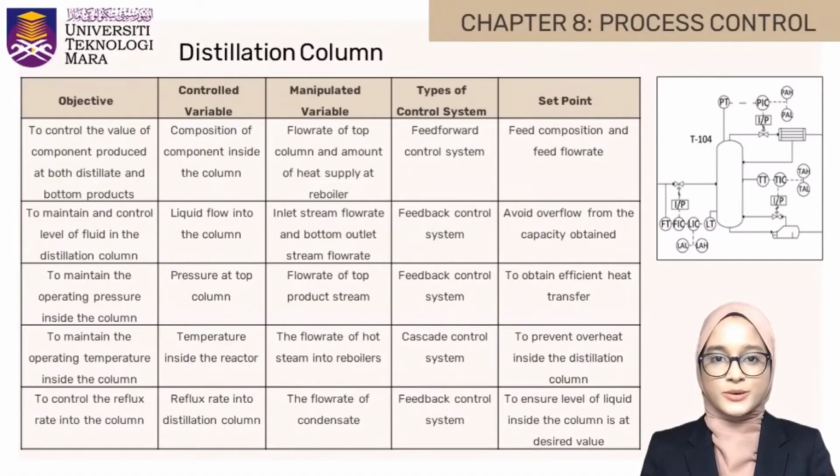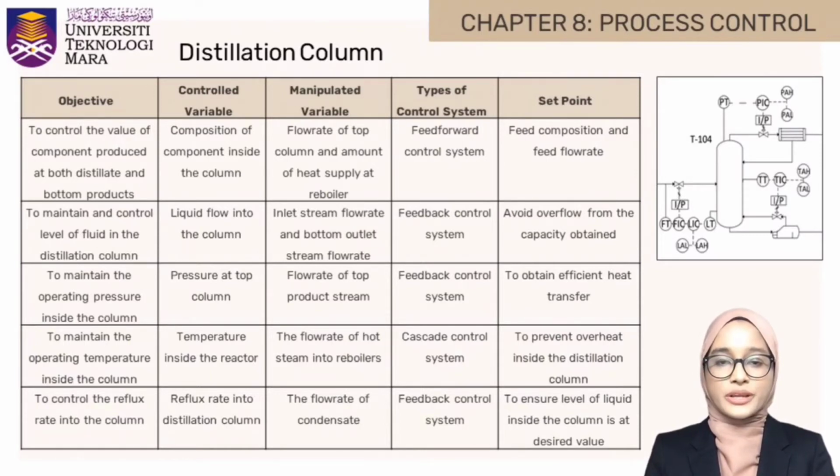This is the process control for the distillation column. There are 4 controllers installed at the distillation column: level, flow, temperature, and pressure. To control the value of components produced at both distillate and bottom products, a feed-forward control system of flow rate has been installed at the feed composition of the column. Then, to avoid overflow from the capacity obtained in the distillation column, the feedback control system of the level is installed to maintain and control the level of fluid.